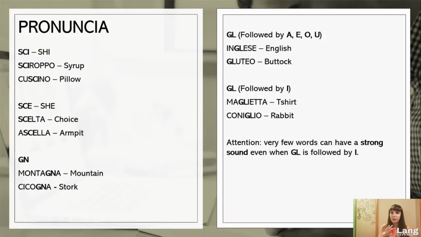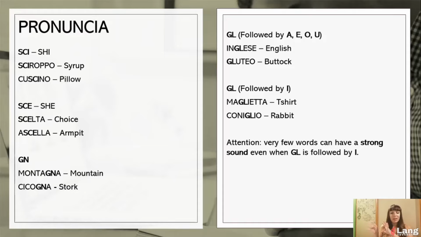It's different with GL. GL can be gl like in English or y, softer. How do you know when the sound will be strong or soft? It depends on the vowel following GL. So it can be inglese or gluteo, but it can also be maglietta or coniglio. So attention, when GL is followed by A, E, O, U, the sound will be gl.